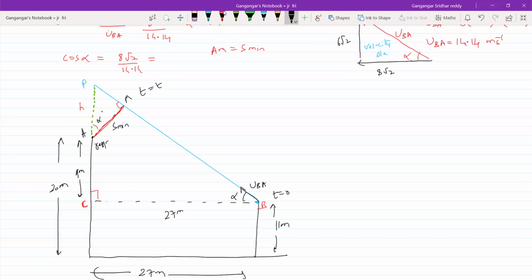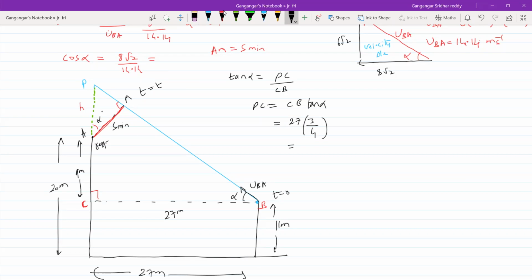Getting all of you? There's a path of BA. So let's proceed like this. Tan alpha is equal to PC by CB. So PC is equal to CB into tan alpha. CB value is 27. Tan alpha, anybody? So 3 by 4. Okay, 3 by 4. Now we got the value of PC.